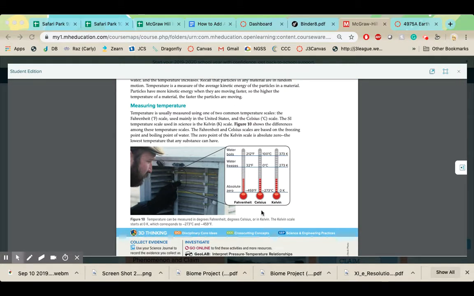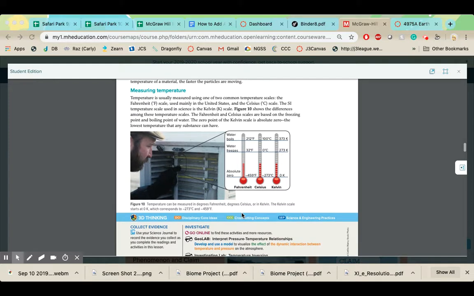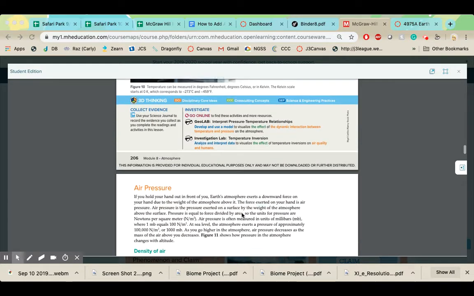So temperature can be measured different ways. Fahrenheit is the scale that we're the most used to. Celsius is what the whole rest of the world is using pretty much. And then there is also Kelvin for measuring kind of extreme highs and lows. So there's different ways of measuring temperature.